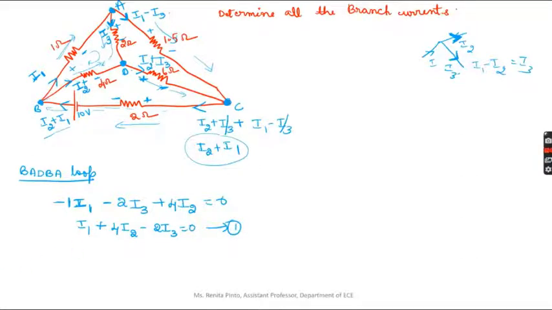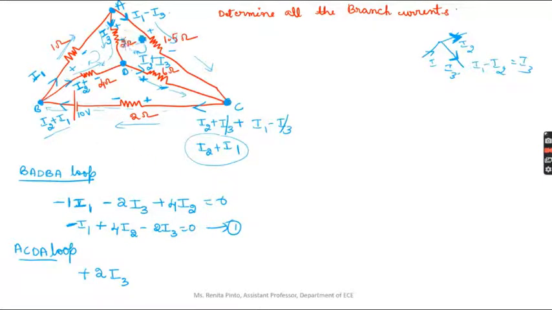Next I'll write the equation for the next loop, that is the A, C, D, A loop. Correct? Yes. Again, I'll follow any one direction. Let me take the clockwise direction itself. Let me start from any one of the resistors. I'll start from 2 ohm. While I'm going clockwise like this, I'm entering the minus sign, right? So it will be plus 2 into current in the 2 ohm resistor, which is I3.